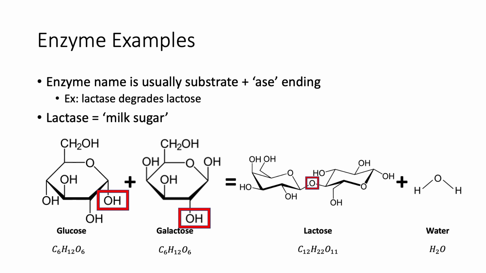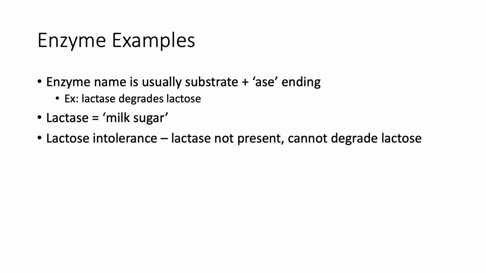Glucose and galactose are combined to form lactose and a molecule of water. The red boxes indicate the parts of the monosaccharides that actually form the covalent bonds with each other, but that's not really important. Anyway, lactase essentially reverses this reaction, breaking up lactose into two-component monosaccharides. Lactose intolerance is a pretty common condition in which an individual has a lactase deficiency. So basically, their lactase enzyme isn't produced correctly and therefore cannot actually break down lactose.